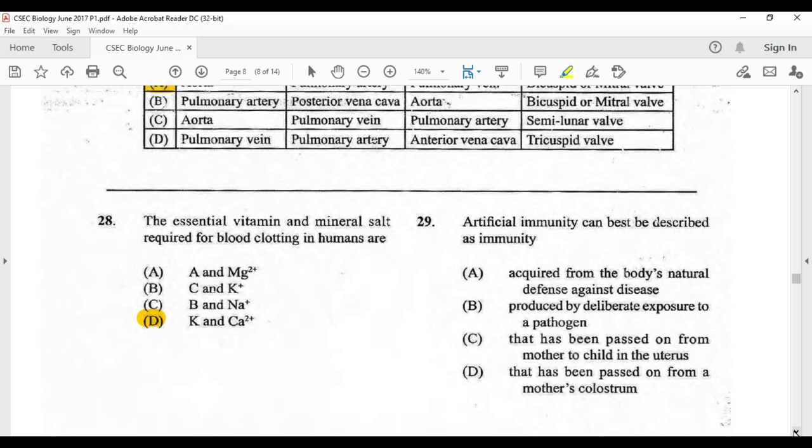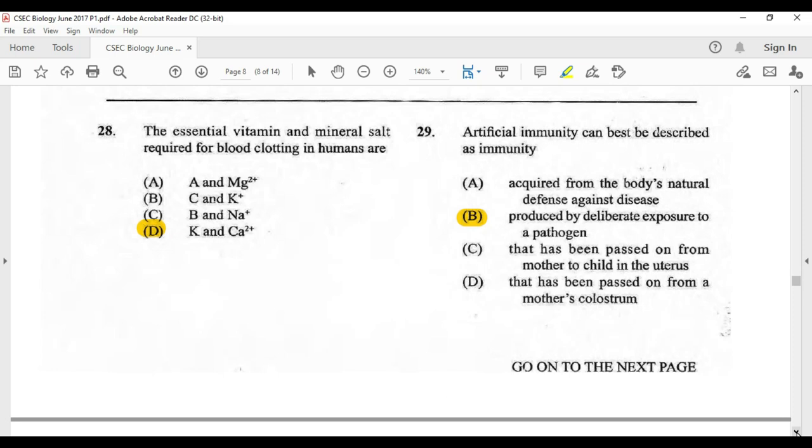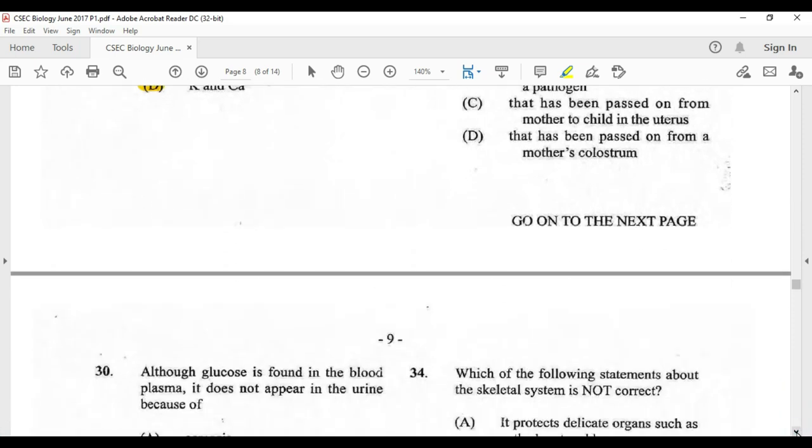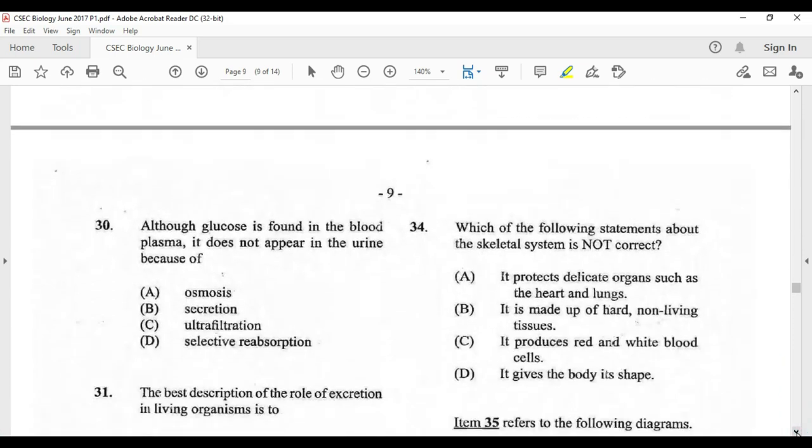One thing we need to remember about this particular topic, immunity, we have a video on the channel that breaks down immunity right down. You cannot afford to watch that video and not know about immunity, but we did a comprehensive video on immunity and how to understand all the types of immunity. So here our answer is going to be B for 29. We're at question 30.